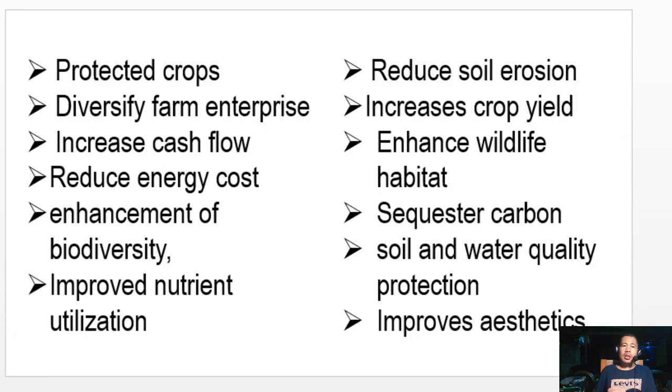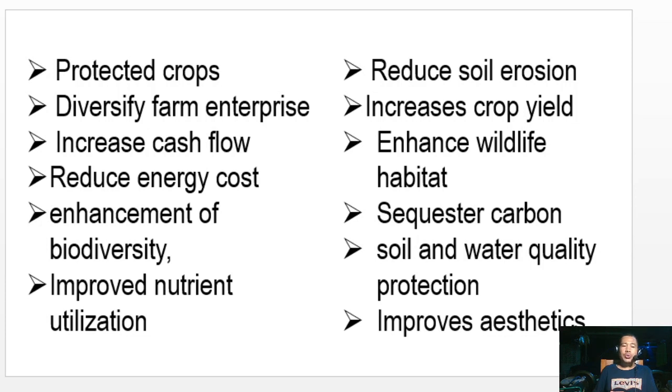So the benefits of alley cropping is that your crops are protected because the tree crops in alley cropping also serve as windbreaks. It can diversify your farm enterprise, thereby increasing your cash flow. It reduces your energy costs. It enhances biodiversity. It improves nutrient utilization, reduces soil erosion, increases crop yield, enhances wildlife habitat. Also, it can sequester carbon and can also protect soil and water quality, and it improves aesthetics.